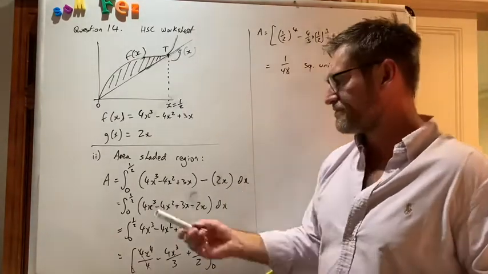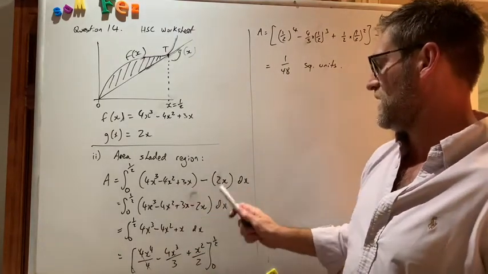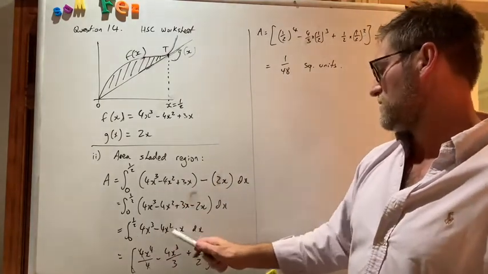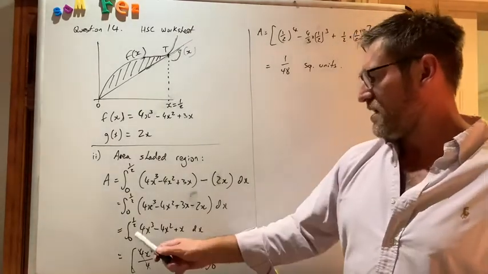Let's keep going and have a look. 4x cubed minus 4x squared plus 3x, take off 2x. Done all that there: 4x cubed minus 4x squared plus x. 3x minus 2x is x. Integrating all that: 4x cubed.